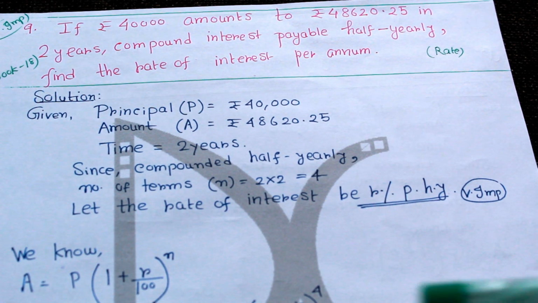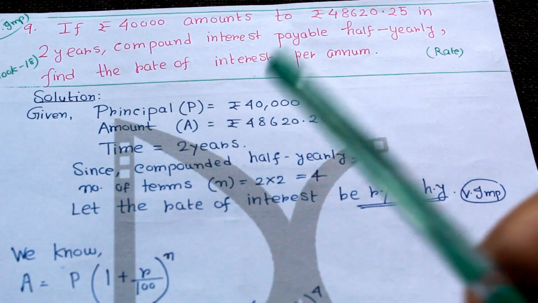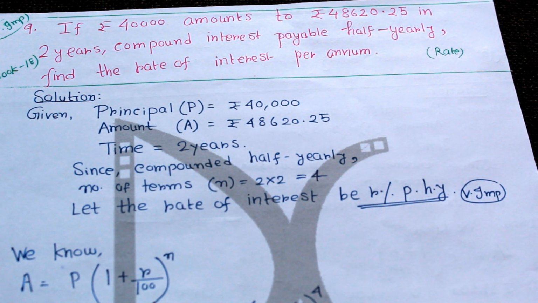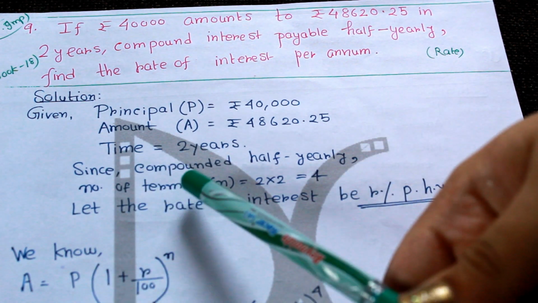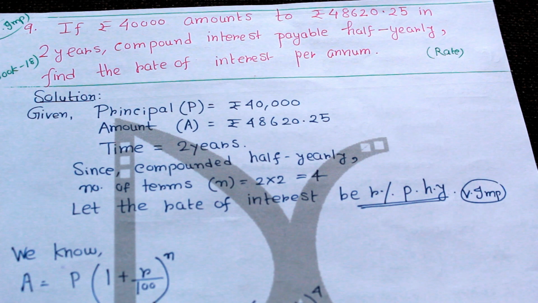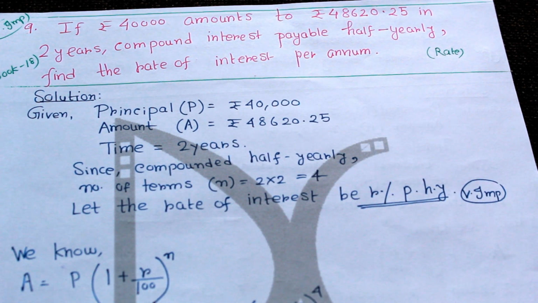See, I'm writing everything here. Principal P is 40,000, amount A is 48,620.25. The time is 2 years, but the compound interest is being calculated half yearly, so the number of terms will be 2 into 2, 4. We have already seen that there are 4 half years in 2 years. I need not mention it again, I hope.